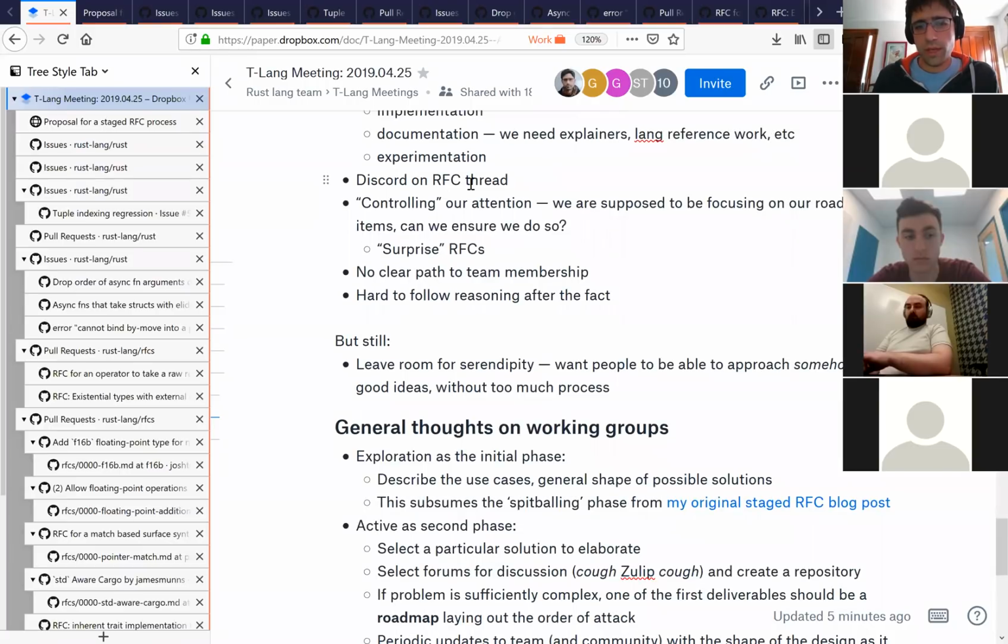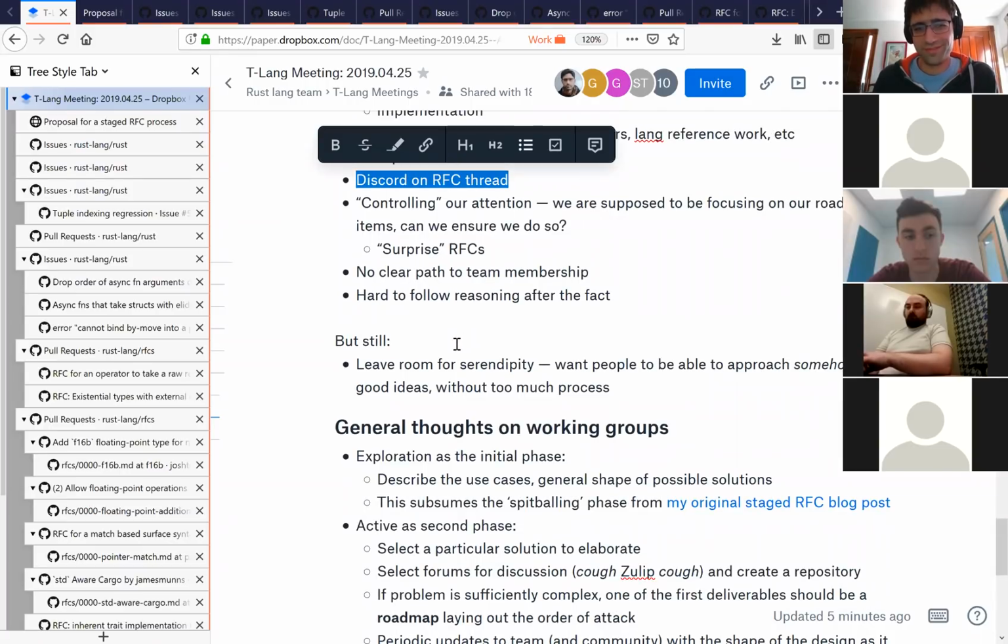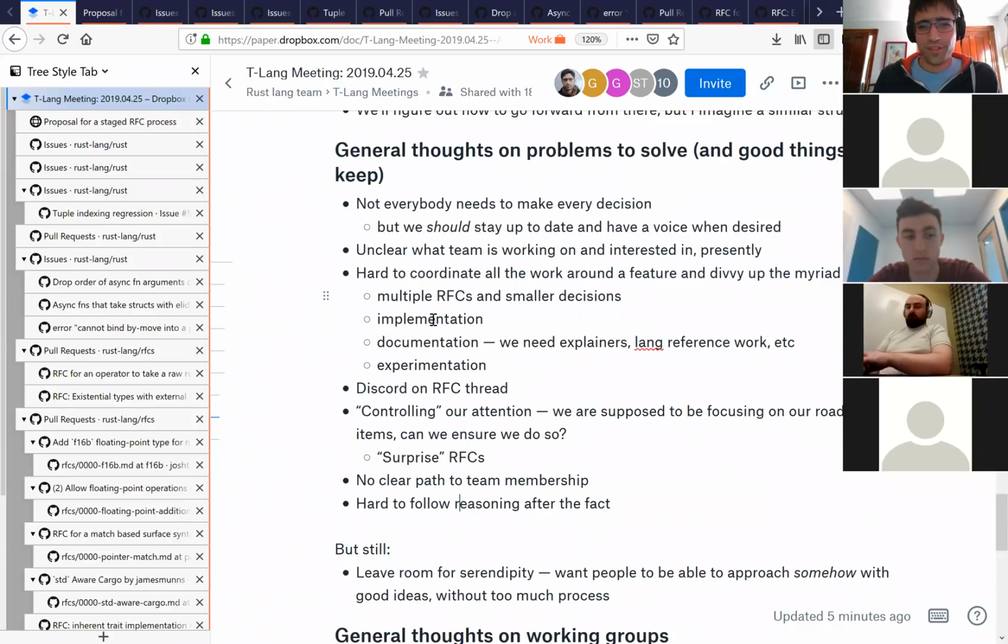What is this? I have no idea what I meant by this. Discord on RFC thread. Oh, just that there is Discord, not Discord, the chatting mechanism.